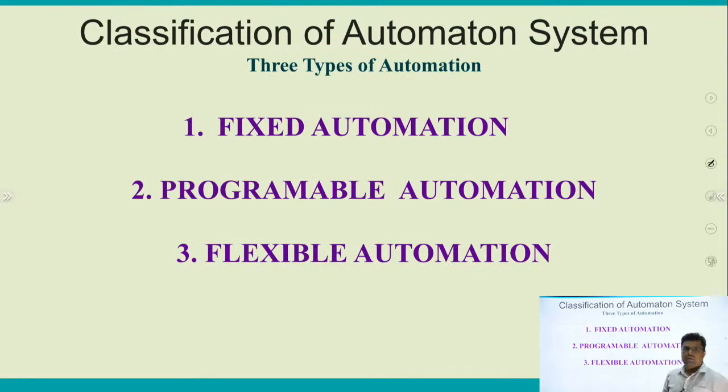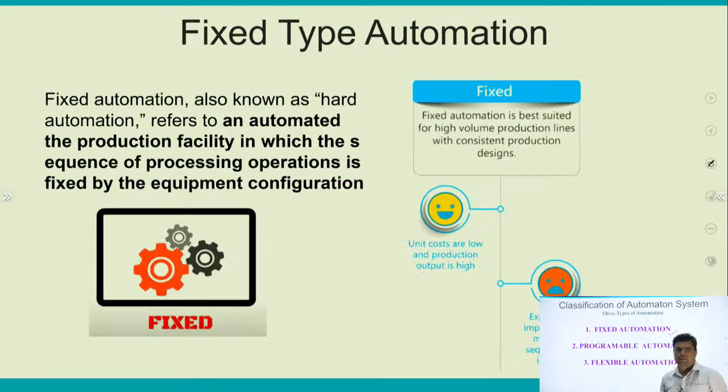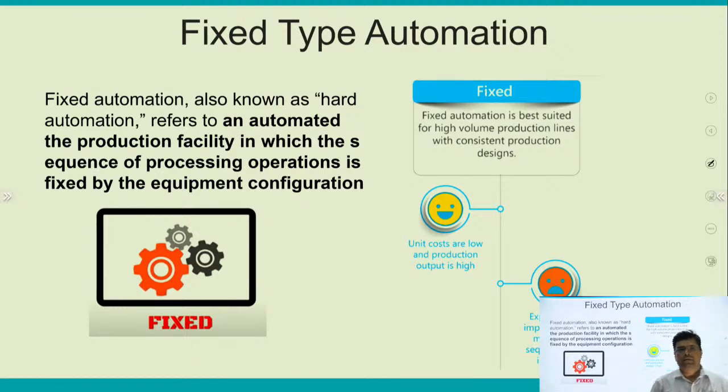So now we come to the classification part. Classifications or types of automation: there are 3 types. We will say this is fixed automation, programmable automation, and another one is known as flexible automation system. What is it? Fixed, programmable or flexible? This I will cover. The first one is fixed type automation, also known as hard automation.